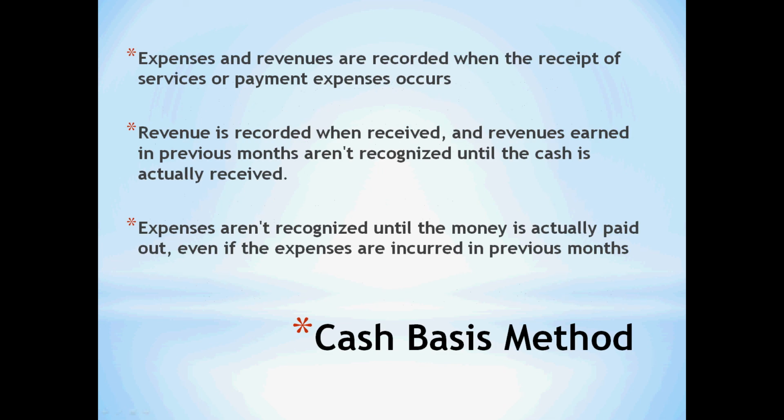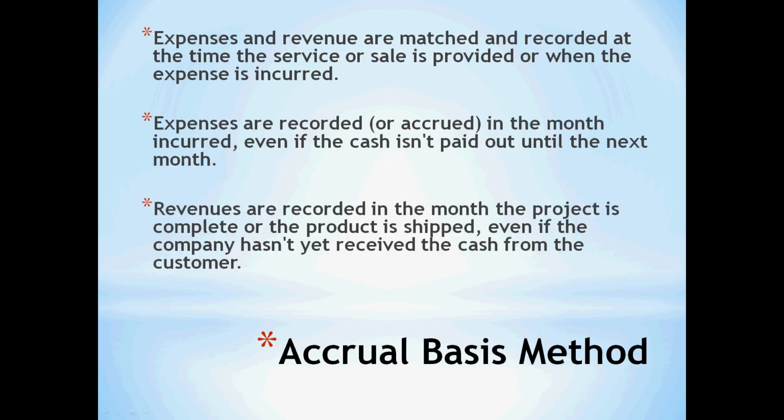Expenses and revenues are recorded when the receipt of services or payment expense occurs. Revenue is recorded when received, and revenues earned in previous months aren't recognized until the cash is actually received. Expenses aren't recognized until the money is actually paid out, even if the expenses are incurred in previous months, and that's the cash basis method.